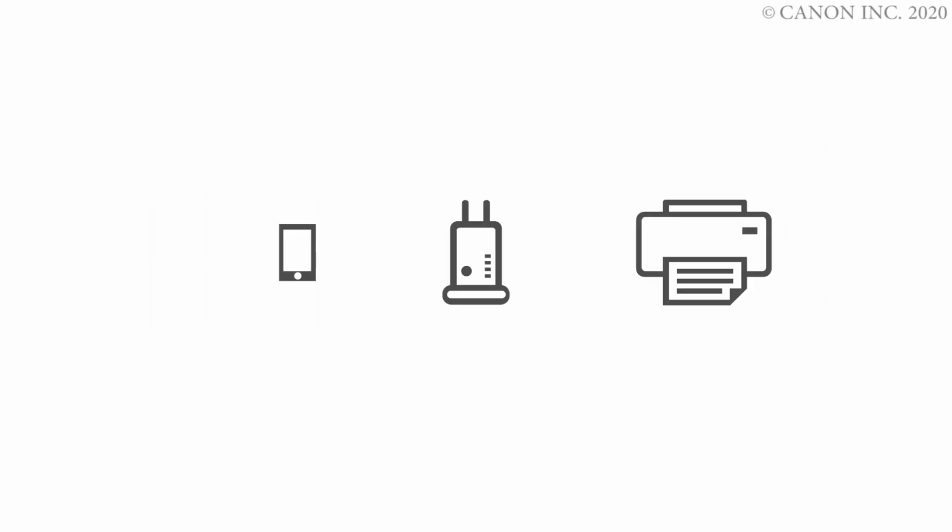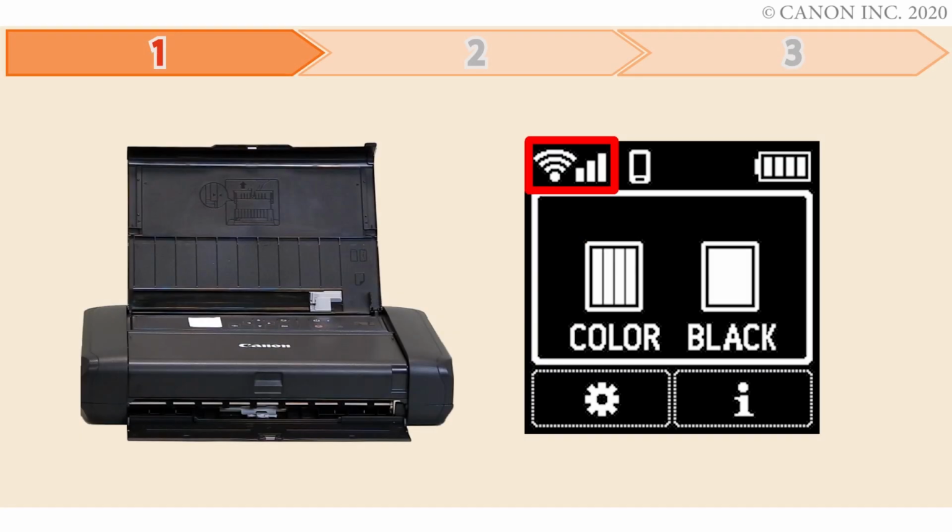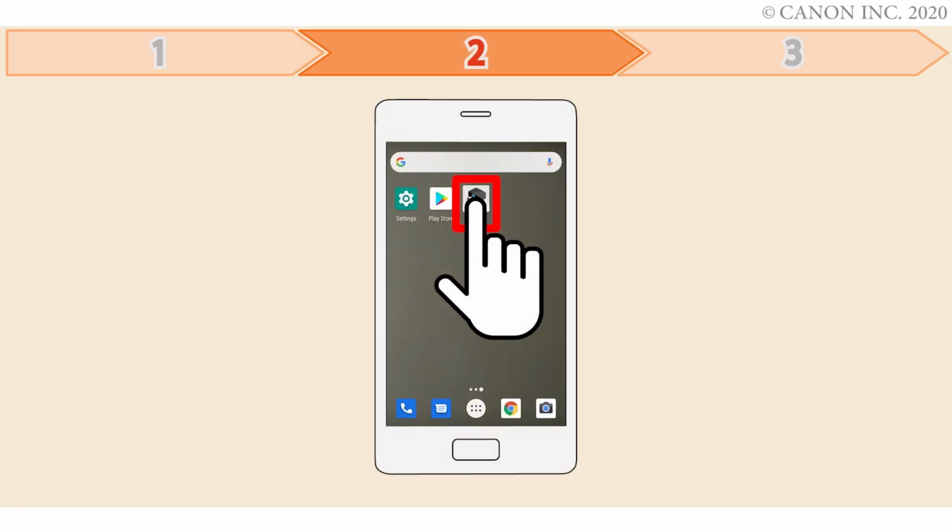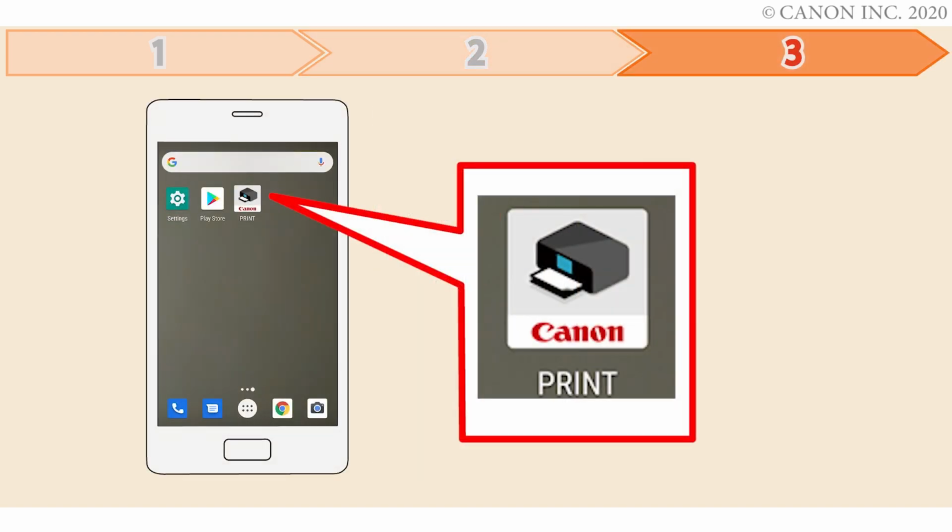In this video, we'll show you how to enable printing on your Android device. Follow these three steps. Step 1 is preparing the printer for connection. In Step 2, you'll install the Canon Print Inkjet Selfie app on the device. Finally, Step 3 is registering the Canon PIXMA printer with the app. Let's get started.